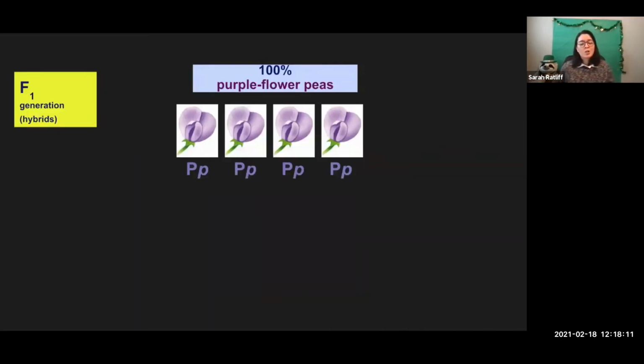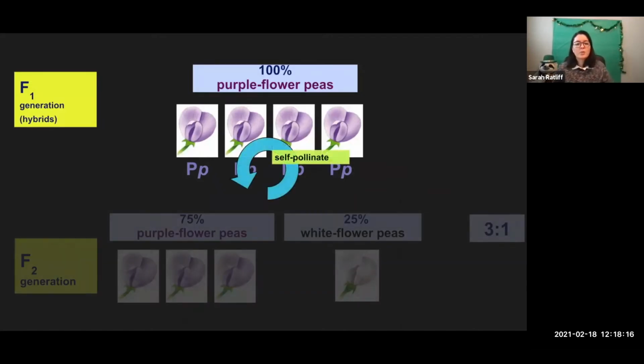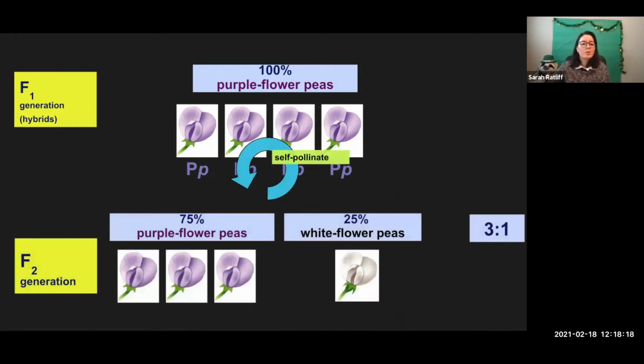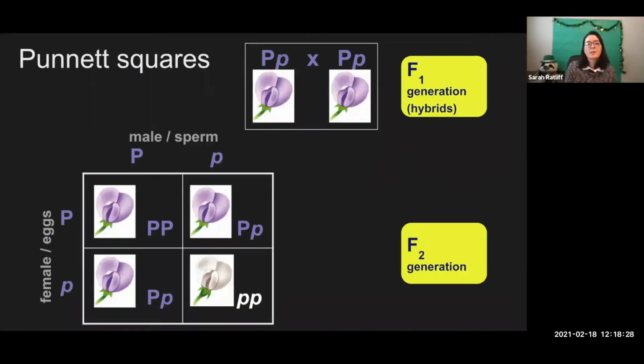Now we're going to self-pollinate our F1 generation, which will give us our 3-to-1 ratio, purple to white. But what do their genotypes look like? This is going to be interesting. Punnett squares are the answer here.